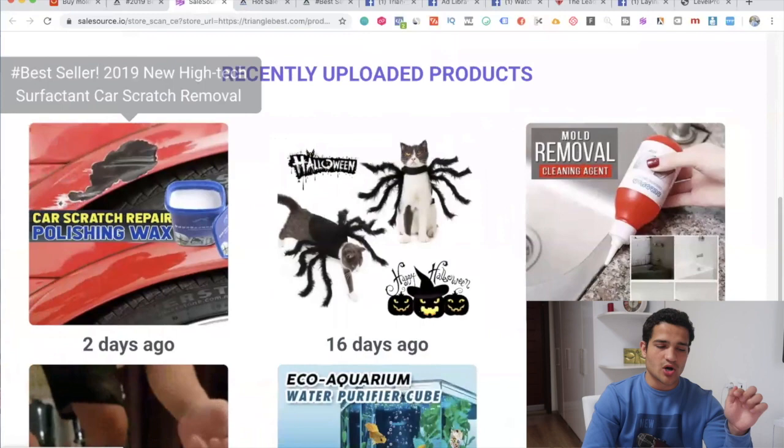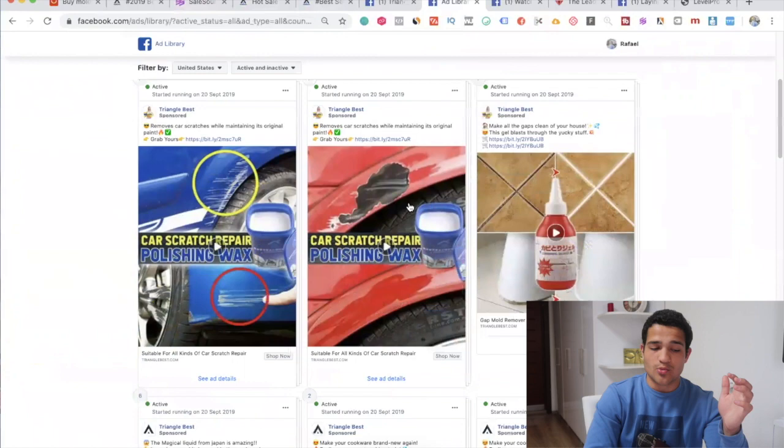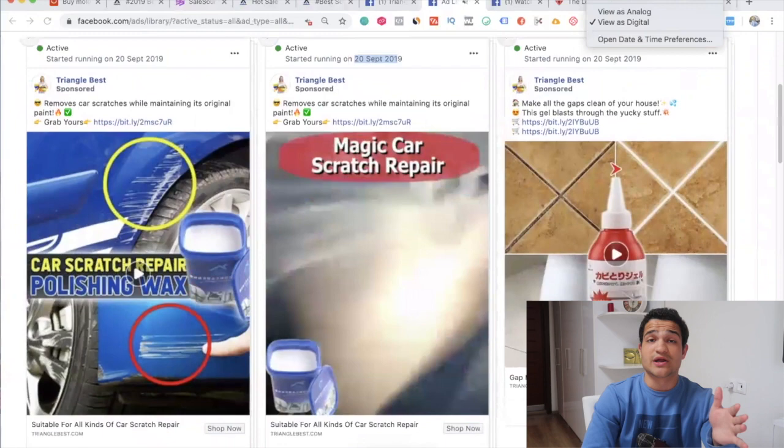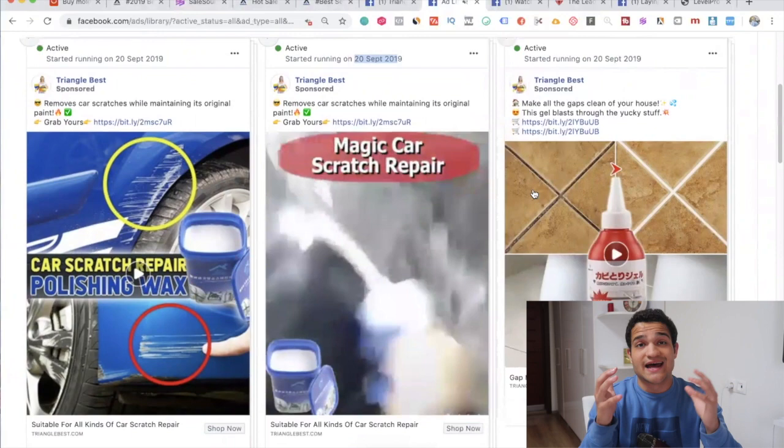If we go to their ads library and check out which ads they're running, on the bottom, you can see they're already testing that car scratch repair polishing wax. So if we look at that video right here, instantly and safely removes scratches. And that was tested 20th of September. Today we're at 21. So they started the ad yesterday. They uploaded the product 2 days ago. So it could be a product that has a lot of potential and a lot of just scalability from what I'm seeing from this particular one.